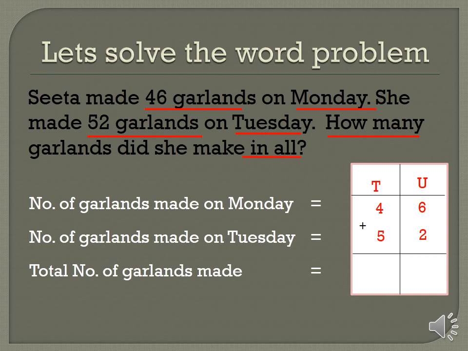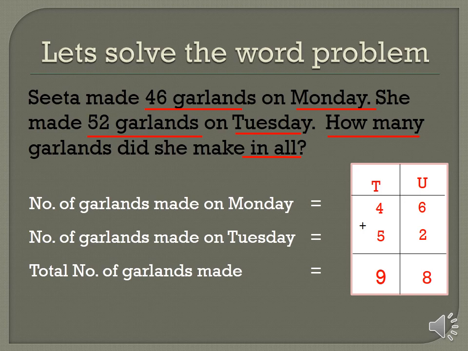That is, let's start from the units place. 6 plus 2, 6 in your mind, 2 on your fingers. After 6, 7, 8. And 4 plus 5, 5 is the bigger number. So 5 in your mind, 4 on your fingers. After 5, 6, 7, 8, 9. So we got the answer as 98. That is 9 tens and 8 units.